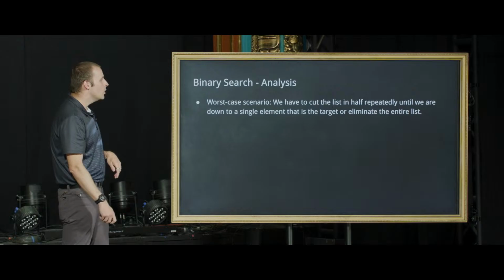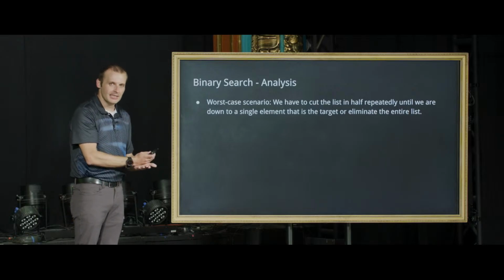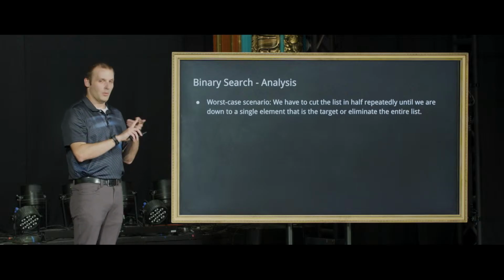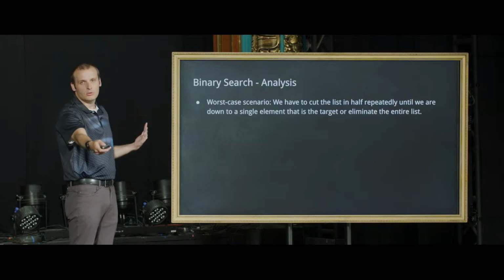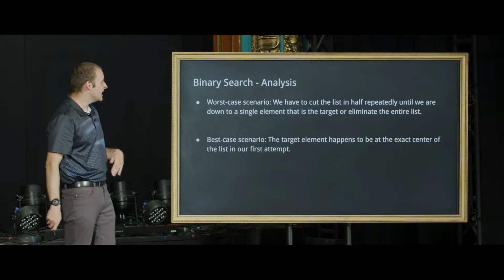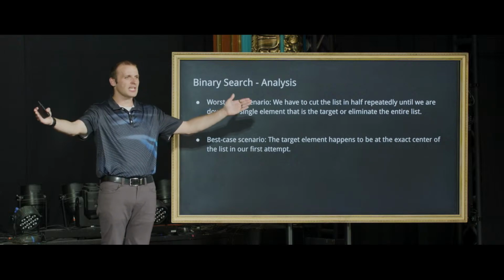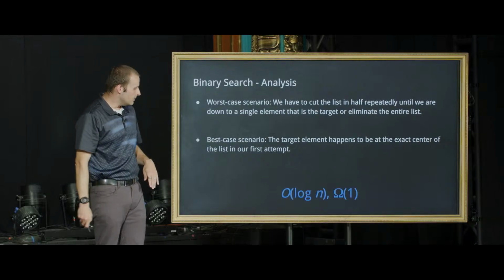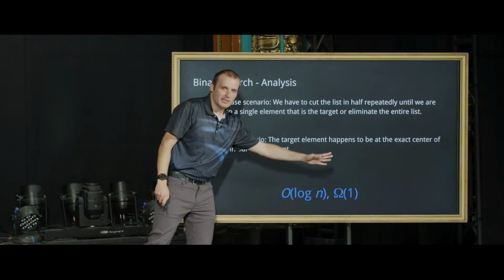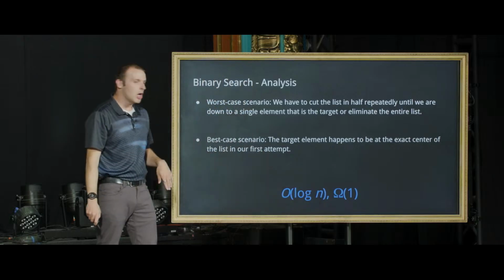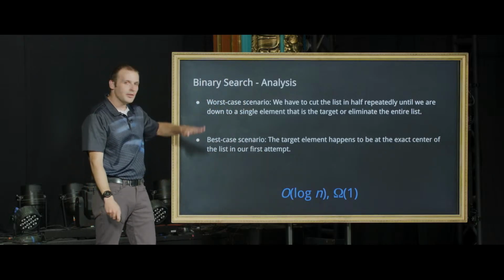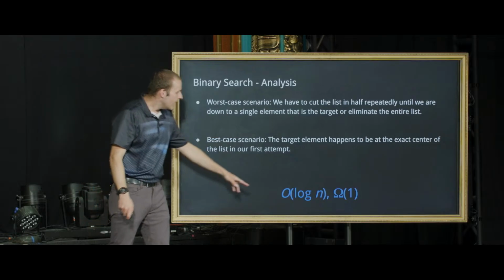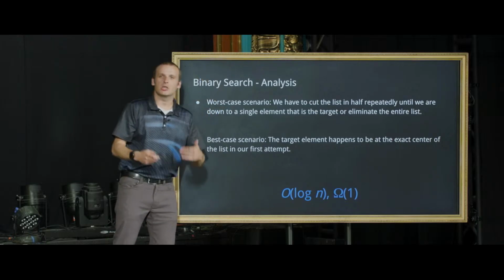So worst case scenario, we have to cut this list in half repeatedly, as many times as possible, down to a single element that is either what we're looking for or has wiped out the whole list because we've gone through that process so many times. In the best case scenario, it would be that the very first time we calculate a midpoint from beginning to end, we found what we're looking for right in the middle. So in this case, the best case, we'll do this in reverse for a second. The best case, lower bound is 1. It takes one run through the algorithm, one step to find what we're looking for. And in the worst case, or the upper bound on steps, it's log n.